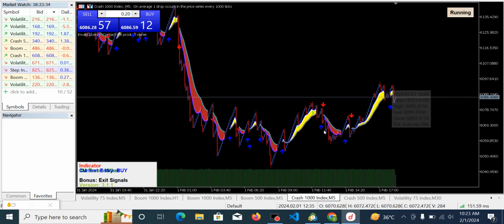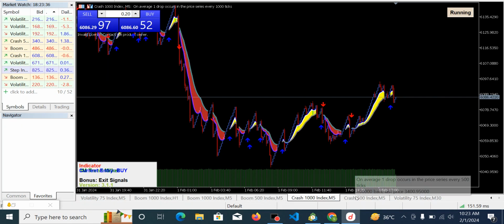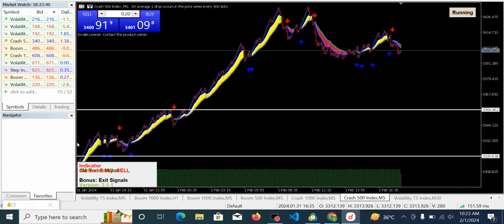Crash 500 was on uptrend for a very long time, and after getting to this resistance zone, it was unable to break out above it, so it started selling right from there. So this is going to be giving us more of a selling opportunity than a buying opportunity. The last asset is going to be Volatility 75. Okay, let's check it out right away.